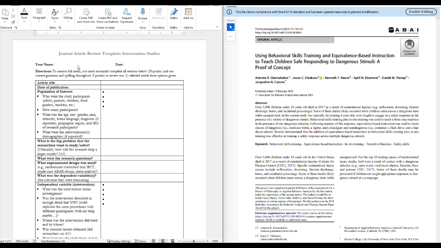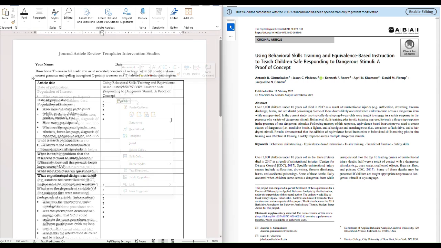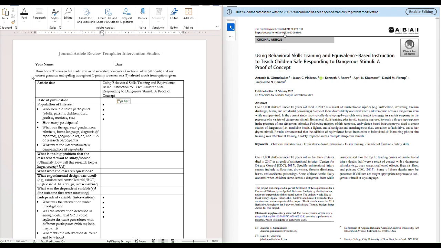So to start off, my name, and I'll put my date. The article title, I will put this entire article title into the template. So I just need to copy that. Okay. The date of publication, again, I'm going to look at the top to see next to the journal article name or journal name. There'll be, all right, so population of interest.